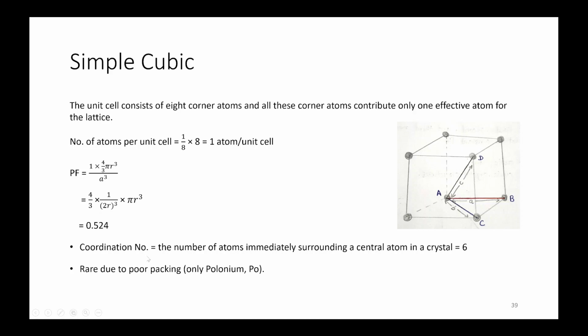factor. Now coordination number is the number of atoms immediately surrounding a central atom in a crystal. For simple cubic, we can consider this atom. It has 6 atoms, 2 up and down and 4 in this plane. So it will have coordination number 6, and the example of simple cubic is polonium, and it is rare due to poor packing.